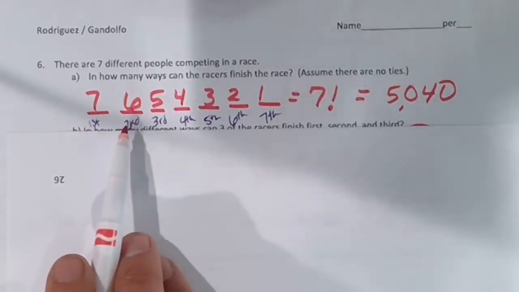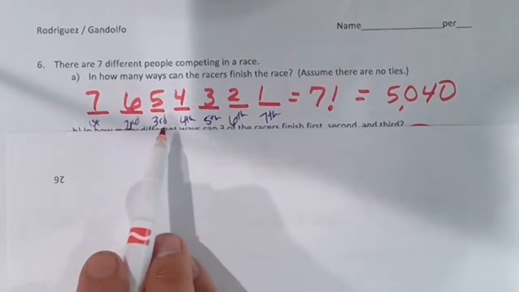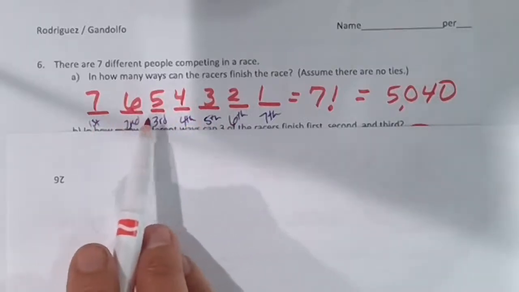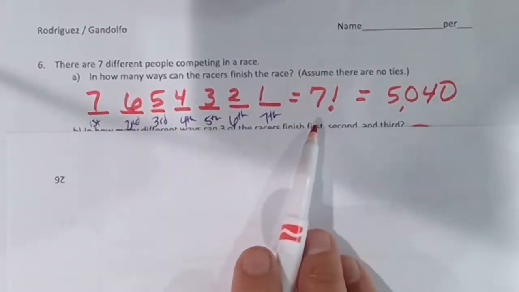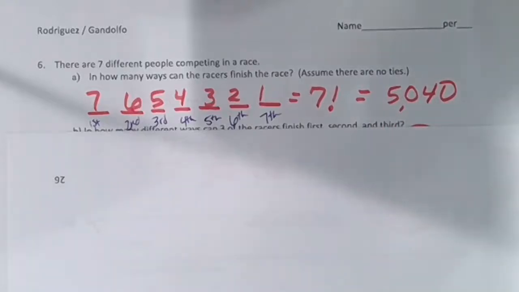Now you only have 6 choices for second place. Somebody got it. Now you only have 5 choices for third place. Okay, you've gotten 3 people in. Now you only have 4 choices for fourth place, and so forth. So 7 times 6 times 5 times 4 times 3 times 2 times 1. Same thing as 7 factorial. And plug that into your calculator.